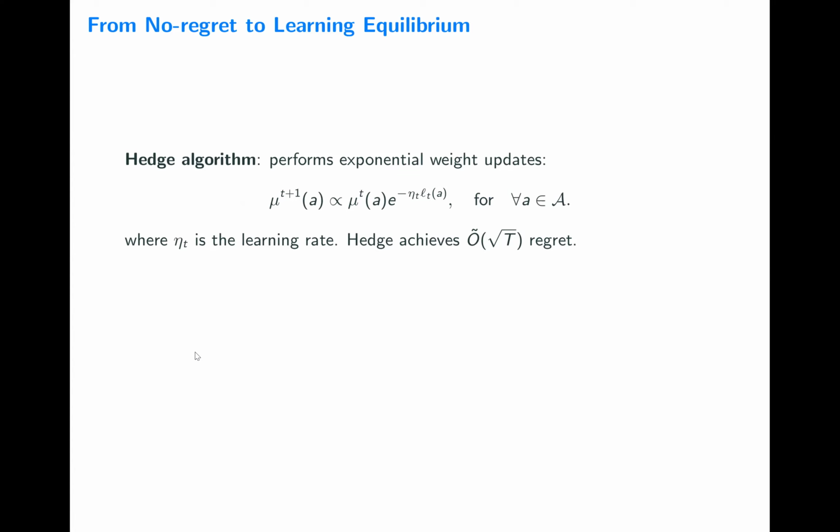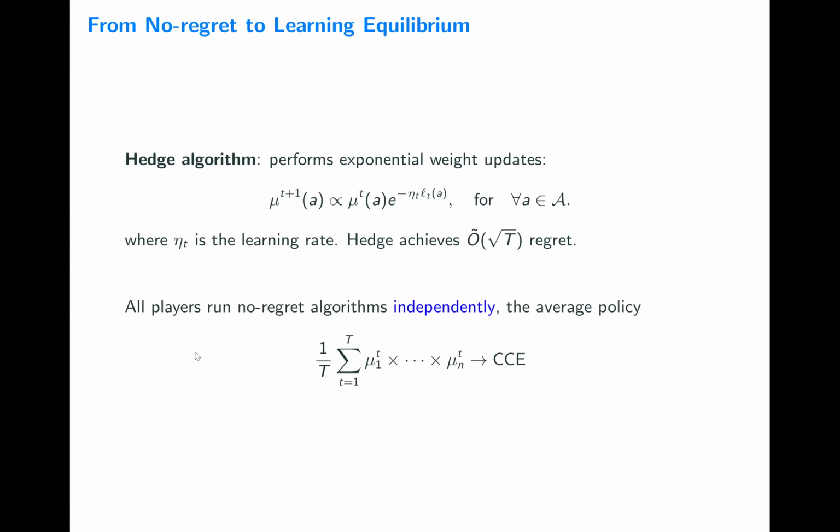The update is literally just this: at every step, you reweight this probability by the exponential of minus some learning rate times the loss of this action. That is, if you see this arm has a lot of loss, you penalize it by doing this exponential reweighting. If some arm has very little loss, you increase the weight. If some arm has a very high loss, you decrease the weight. And you can prove that by choosing a proper learning rate, you are able to achieve square root T regret. So it's no longer just little o, it's actually square root of T.